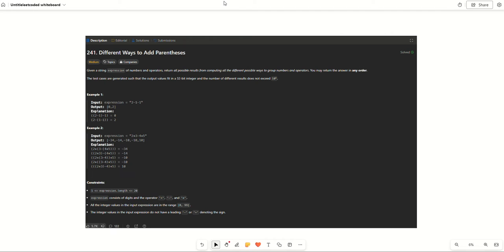Hello everyone, I am Divyansu and today I want to explain a different way to solve the LeetCode problem, Different Ways to Add Parentheses, problem number 241.